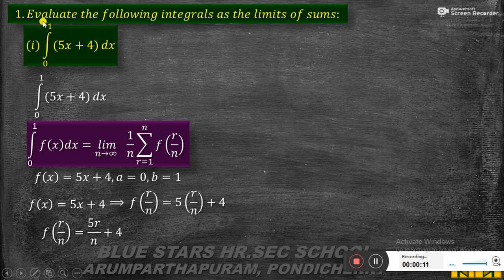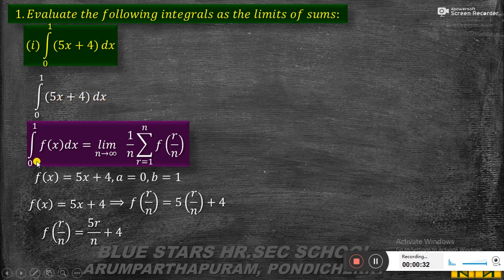So, exercise 9.2. First question: evaluate the following integrals as the limit of sums. Subdivision 1: integral 0 to 1 of 5x plus 4 dx. So I write the given integral, that means integral 0 to 1 of (5x plus 4) dx.